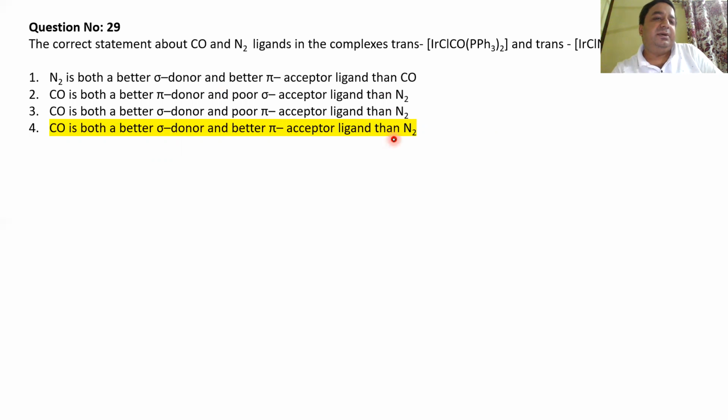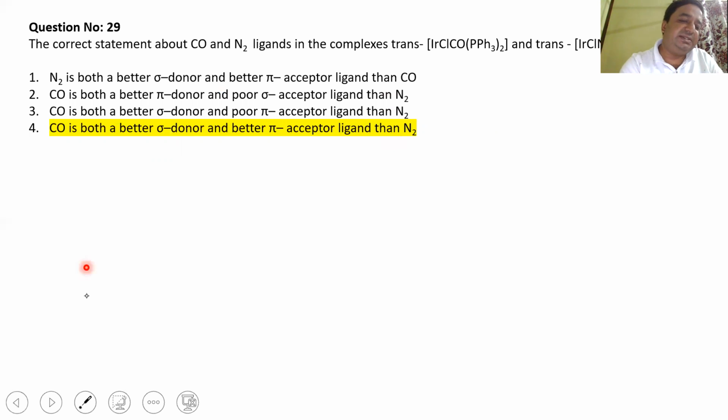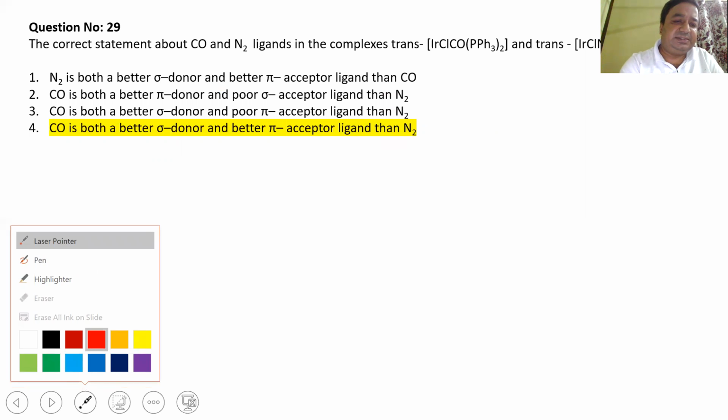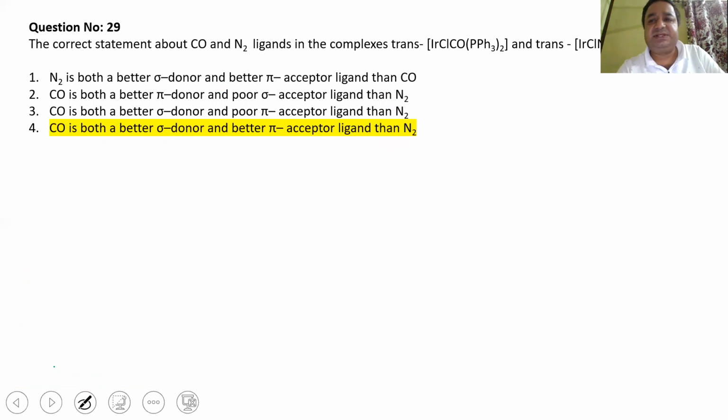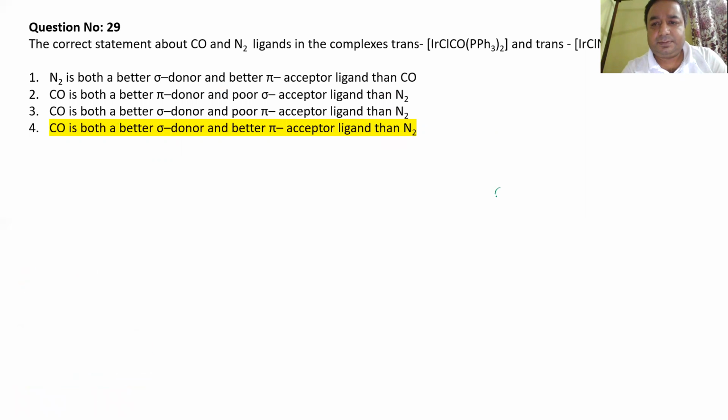Obviously, over here, option 4 is correct. Why is it correct? The reason is that if we consider CO, what we will see is that the electrons lie over CO. Even if you do the MO diagram, you will find that the electrons are lying towards CO. And there is an electronegativity difference.